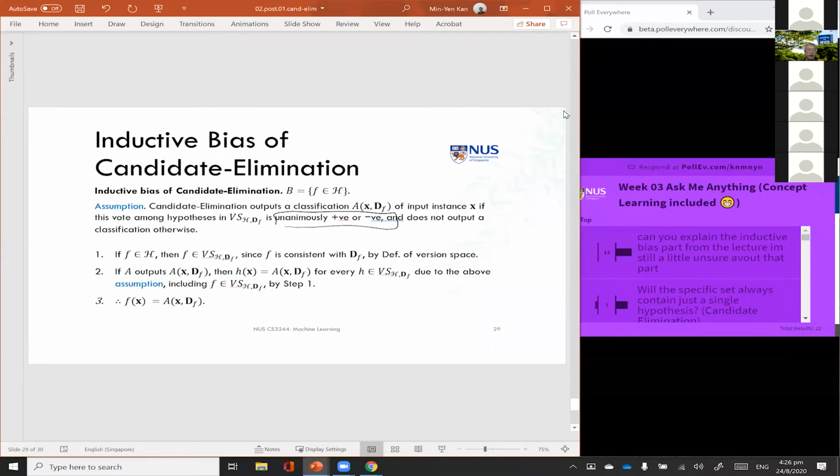So we need it to come up with the same answer for all of the possible hypotheses inside the version space. All right, so hopefully that answers this question over here. But if it doesn't, you can ask again and I'll try to address that. Let's go on to the next question.